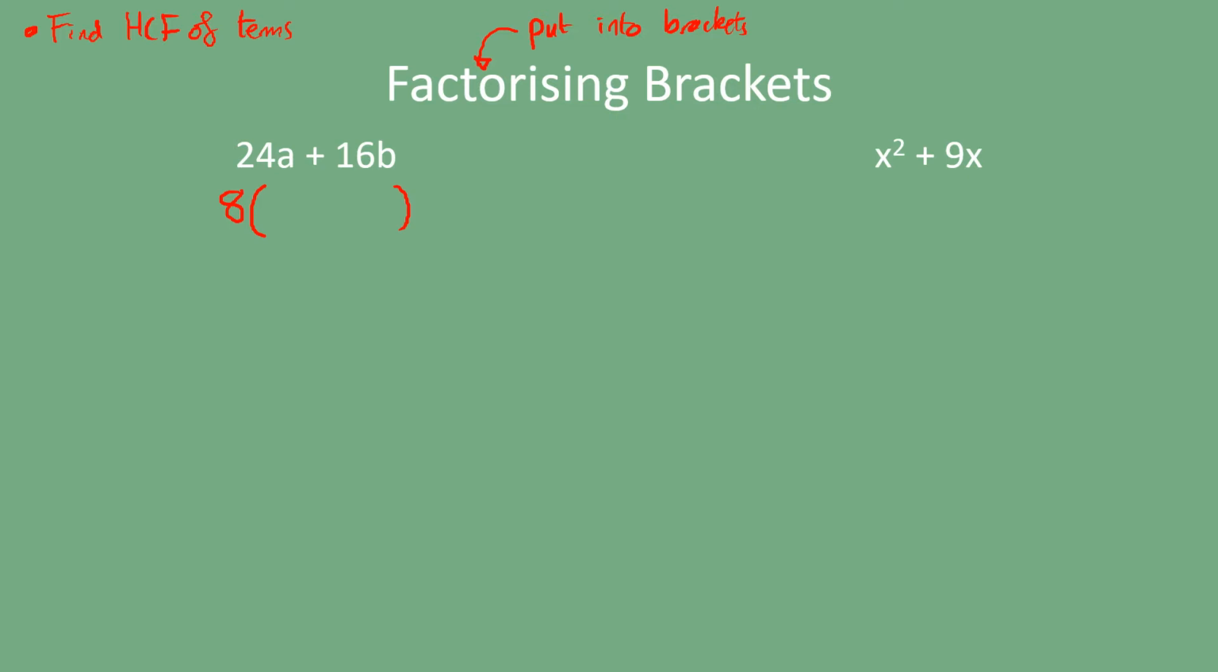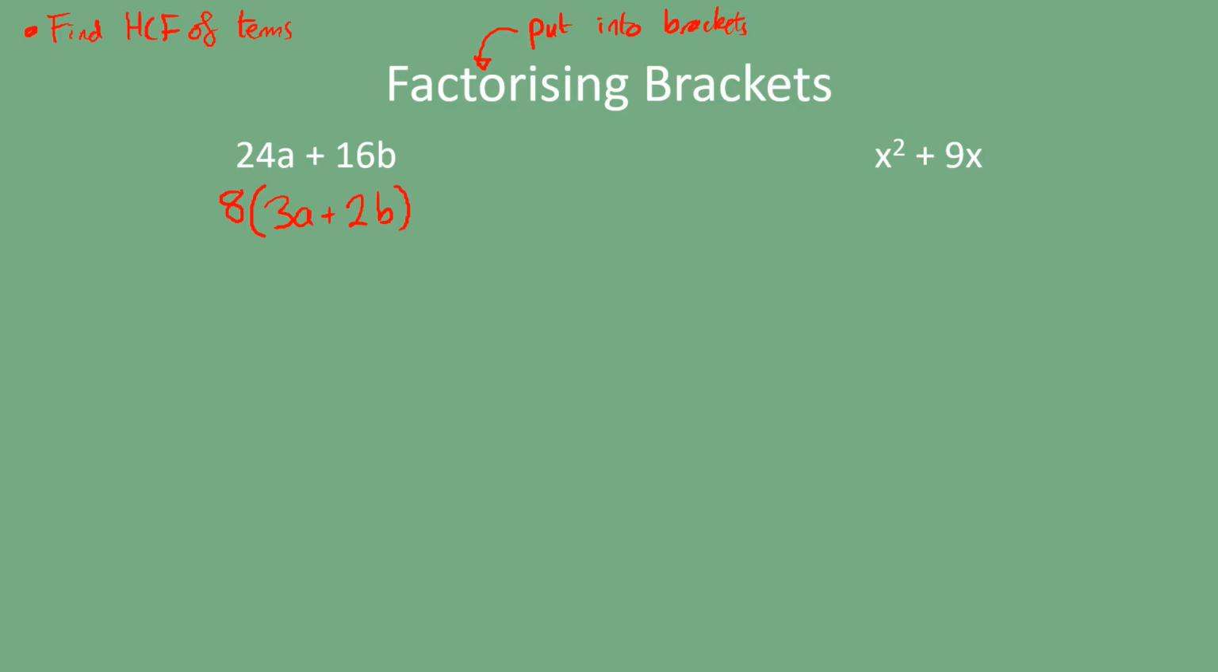So if I do 24 divided by 8, I get 3. If I do 16 divided by 8, I get 2. And then obviously we've got to fill in the letters and the signs. Now, if you're not sure if you've done that correctly, you can always expand the brackets out. You could go 8 times 3a, that's 24a, 8 times 2b, that's 16b, and yeah, that is the same as the answer. So you can always use that to check what you've done.